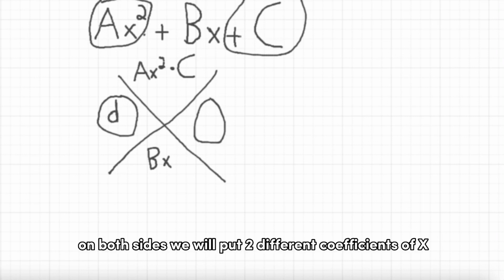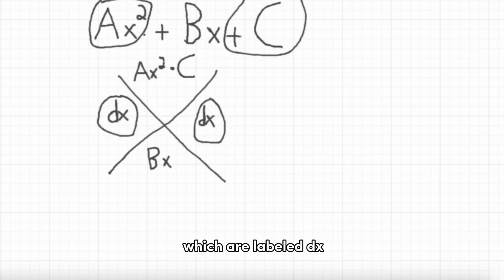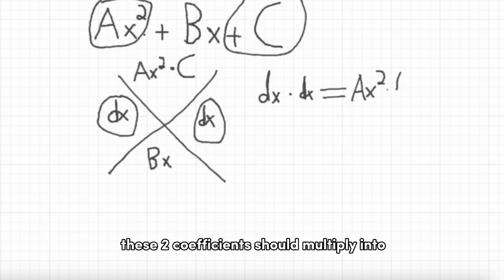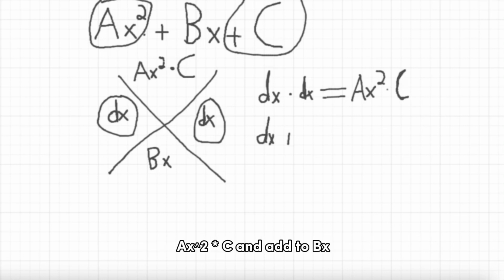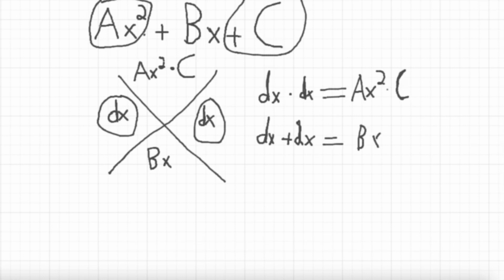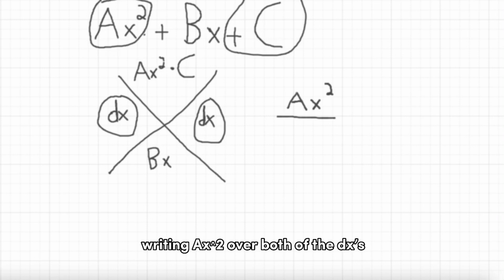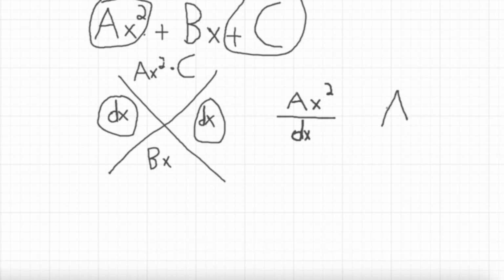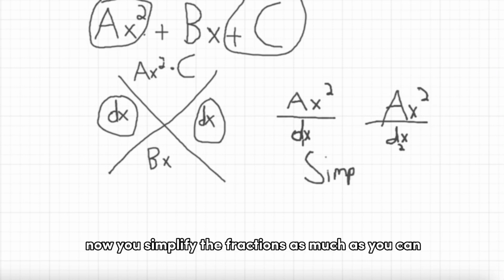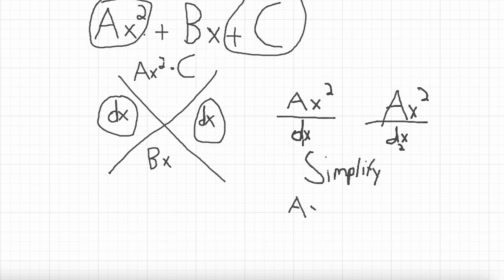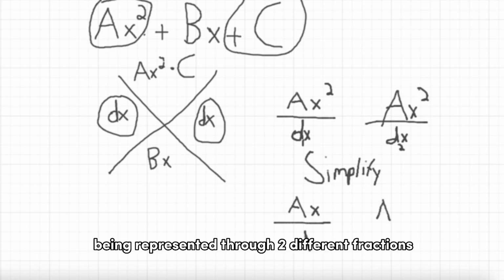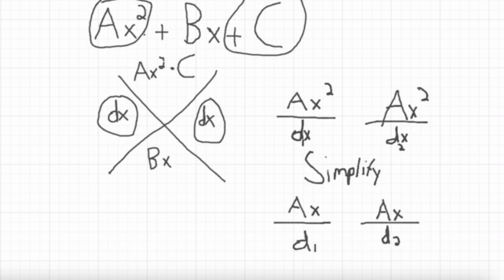On both sides, we will put two different coefficients of x, which are labeled dx. These two coefficients should multiply to ax squared times c and add to bx. Now you create two new fractions, writing ax squared over both of the dx's. Now you simplify the fractions as much as you can, with two different binomials being represented through two different fractions.